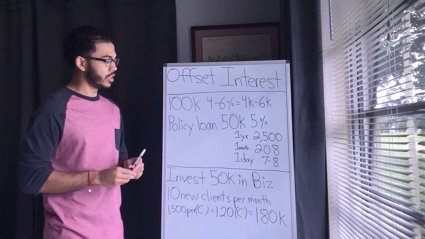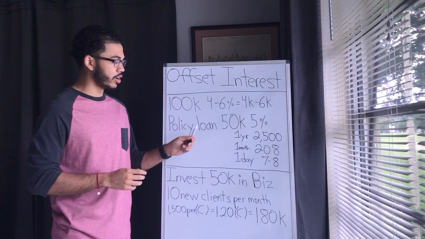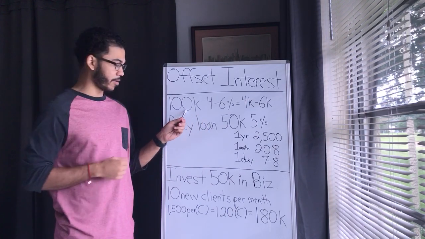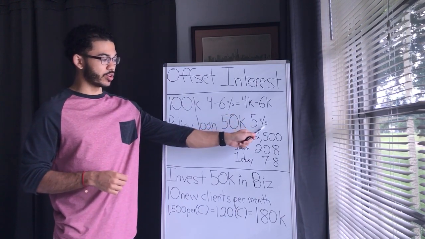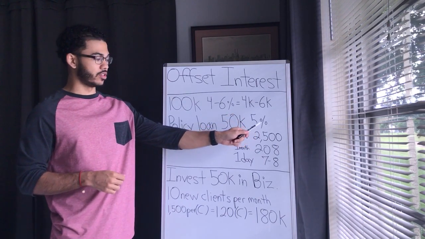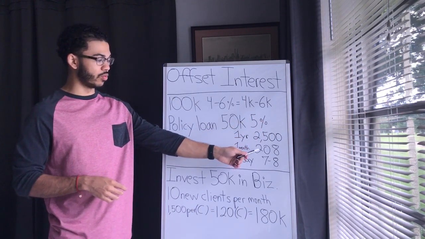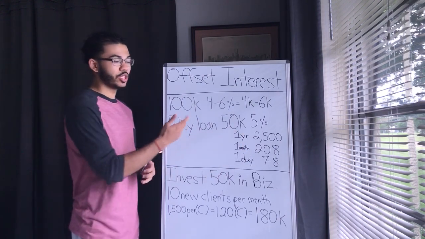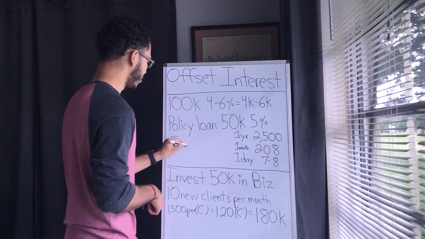Now, let's say in this scenario, this person takes out a policy loan against the 100K for 50,000. The interest rate is 5%. So in a year, 2,500 bucks. One month, 208. A day, between $7 and $8. Interest is calculated simple. Okay?